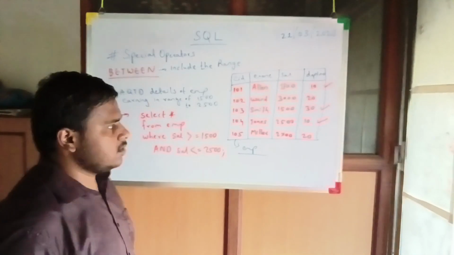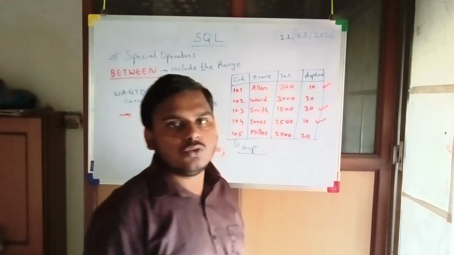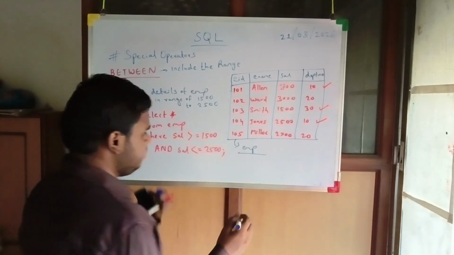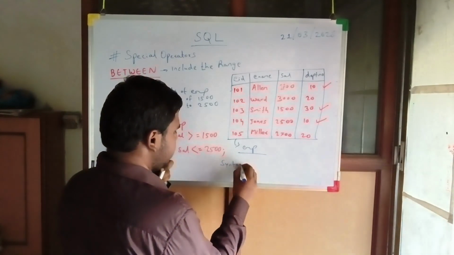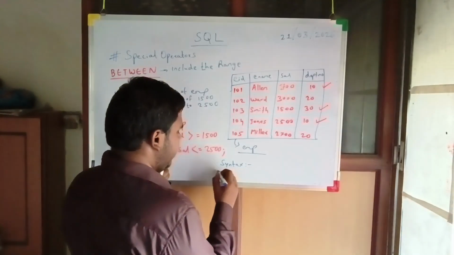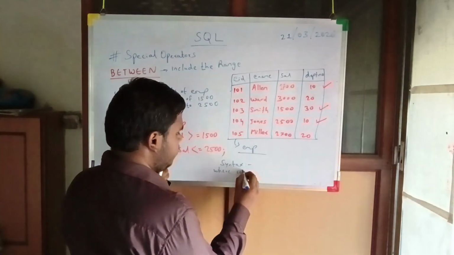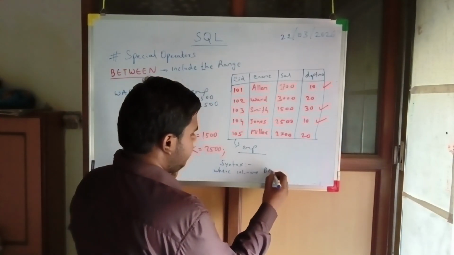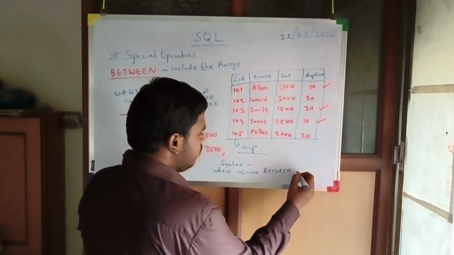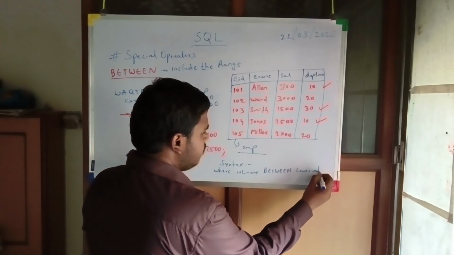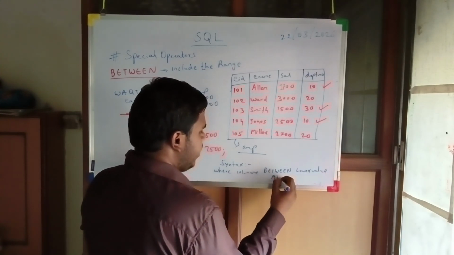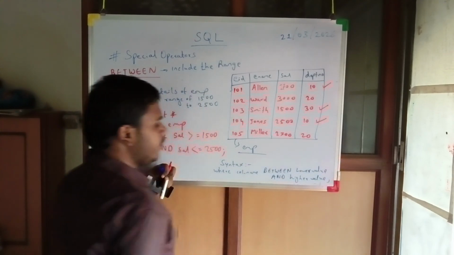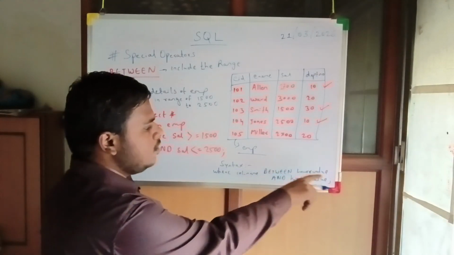But I need to reduce the syntax. So I will use the between operator. First of all, how to use it? We need to know the syntax. The syntax of the between operator is: in the where clause we will write where column name between lower value and higher value. This is the syntax.